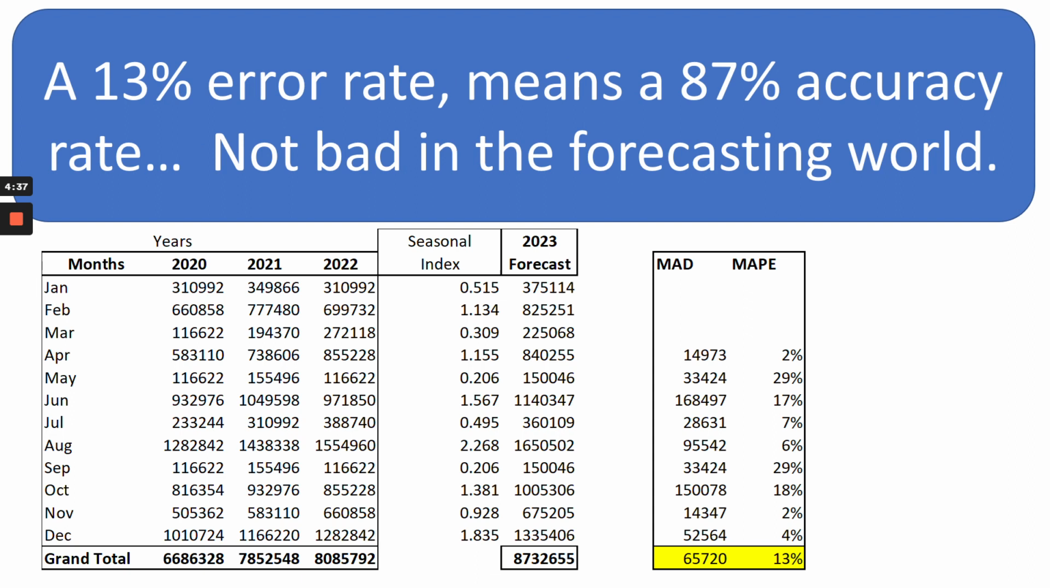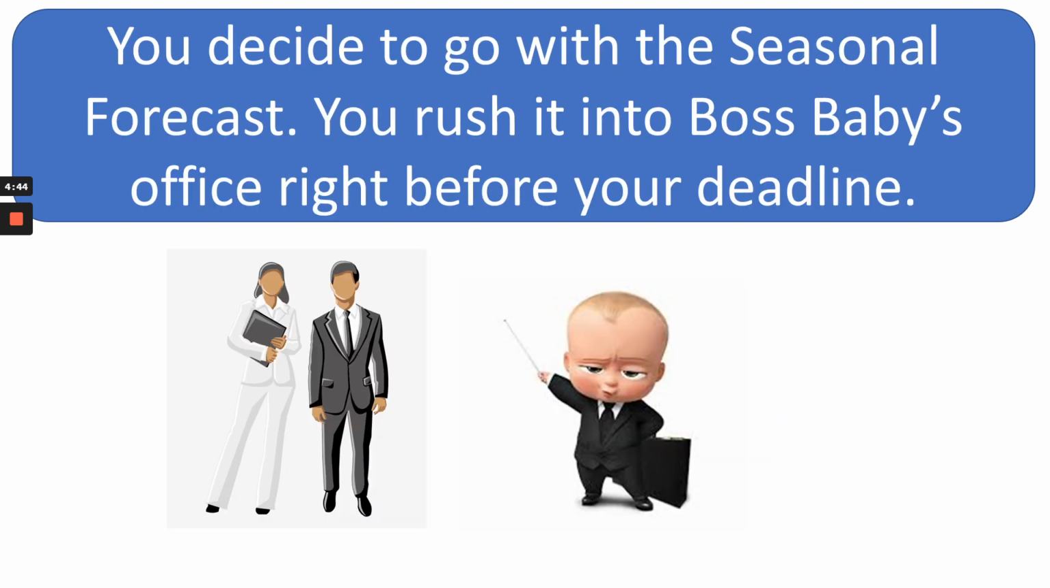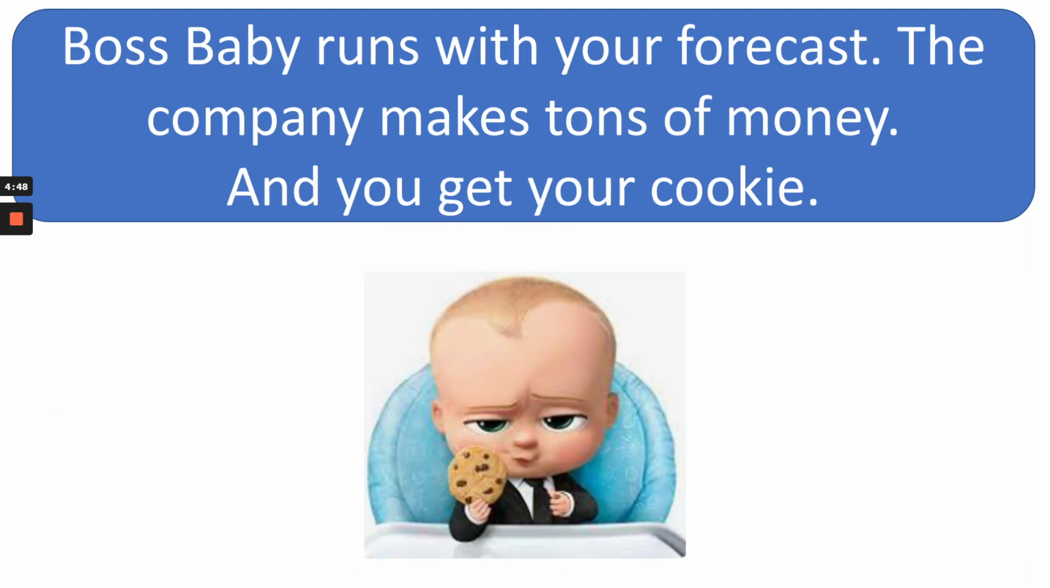13% error rate. That means an 87% accuracy rate. Not bad in the forecasting world. You decide to go with the seasonal forecast. You rush it into Boss Baby's office right before your deadline. Boss Baby runs with your forecast. The company makes tons of money, and you get your cookie.